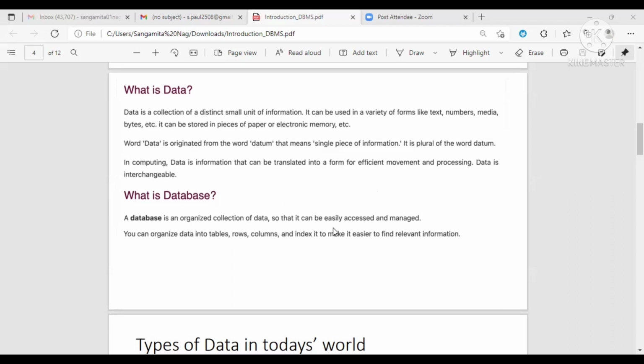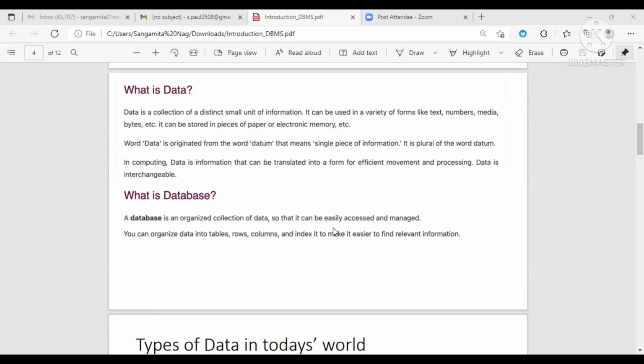As you see in this slide, what is data? It's a collection of distinct small units of information. It can be used in a variety of forms like text, numbers, media, bytes. It can be videos, it can be anything. It can be stored on a piece of paper. So what is a database? A database is a collection of data that we store somewhere so that we can reference it later.